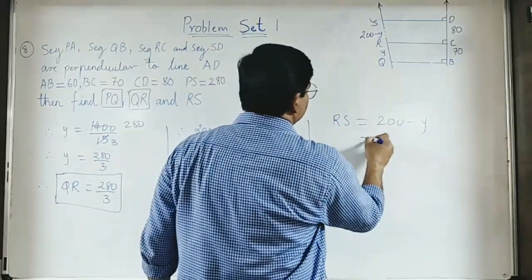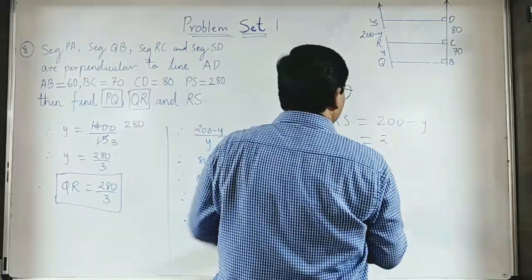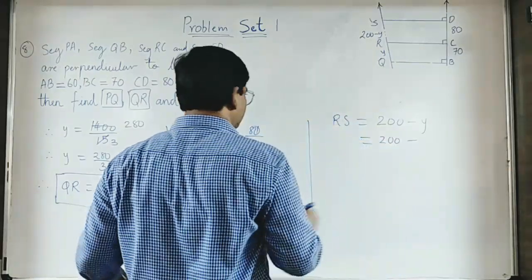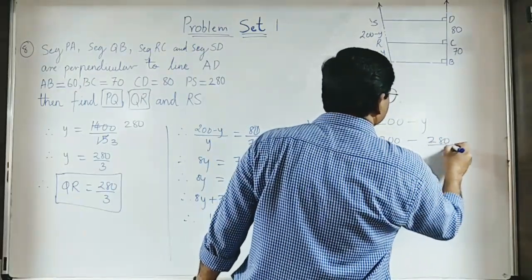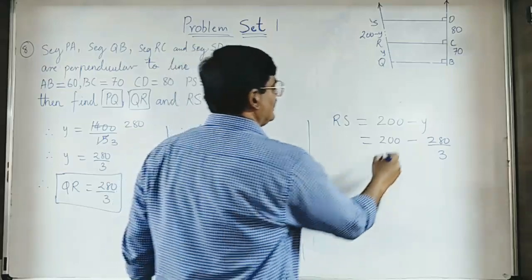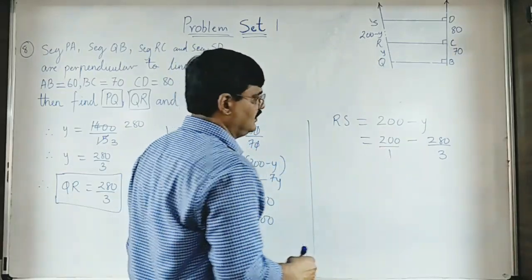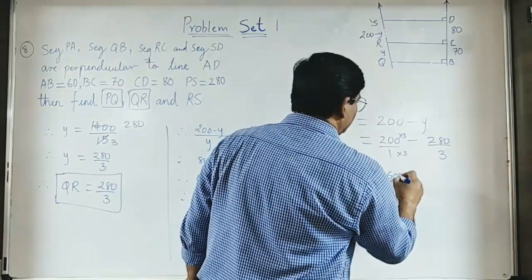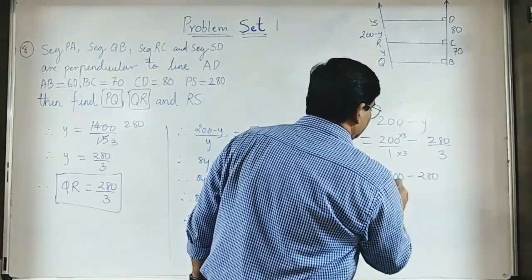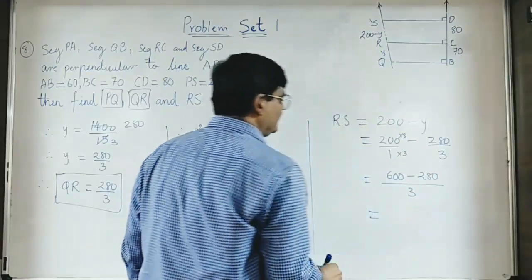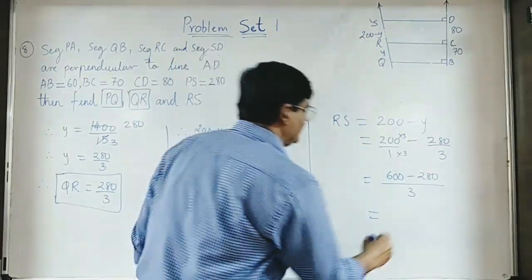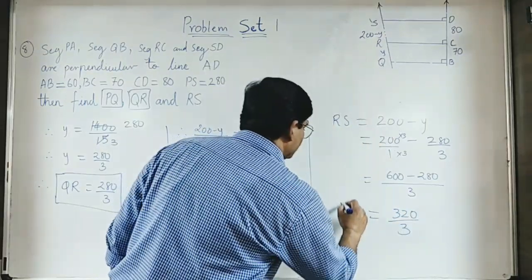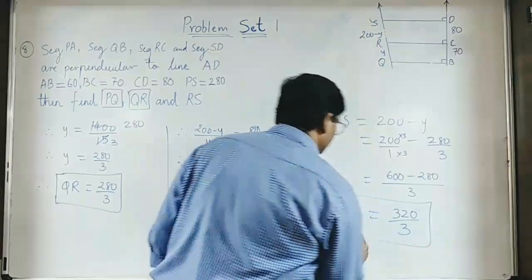Now 200 minus y, so 200 you will be having over here in this case 200 minus y ka value, we got it, 280 upon 3. So what I'll try to do here, I'll try to do the equalization of the denominator. So multiply by 3, so that comes to 600 minus 280 upon 3. So therefore you will be getting 600 minus 280, it will be coming 320. You will be getting 320 upon 3. So you got the RS ka value also, 320 upon 3.